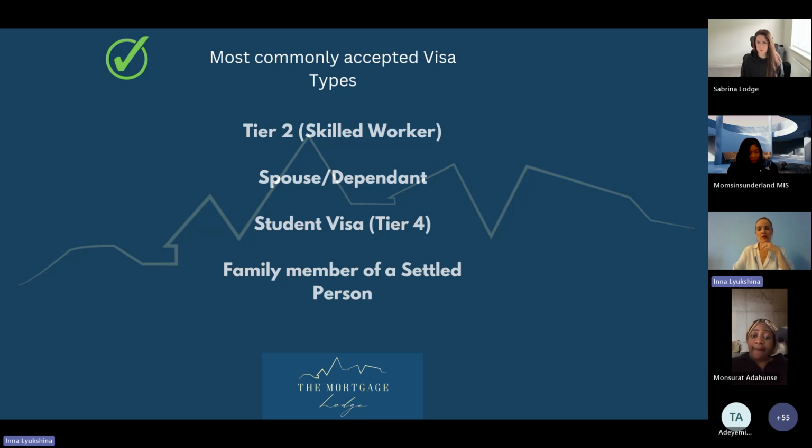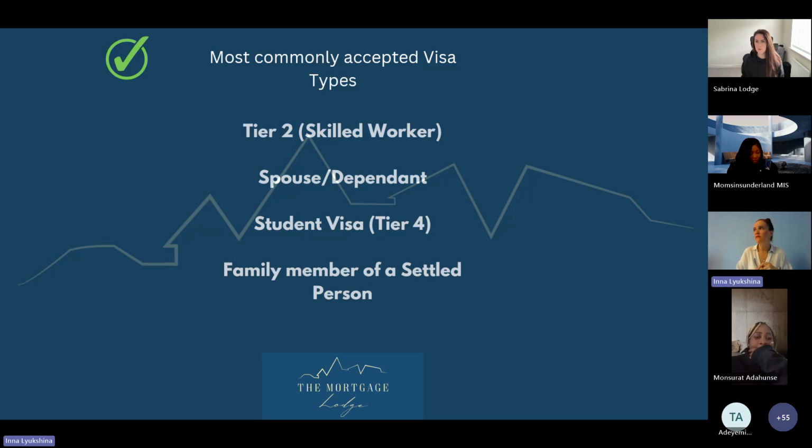Now, I have had a few cases previously, guys, where somebody would be on a Tier 2 skilled worker visa. However, they initially came to the UK on a student visa, did their graduation, university degree or whatever, and then requalified to get on a skilled worker visa once they got a job. So this scenario is possible as well. That's absolutely fine.